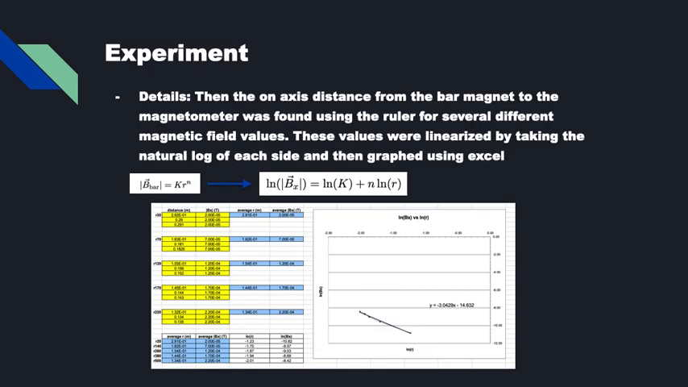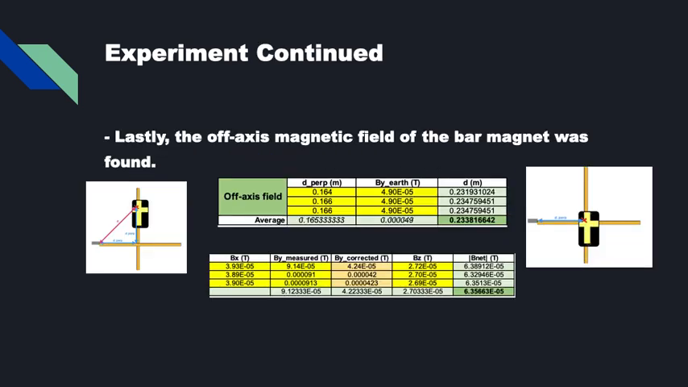And some more details. Then the on-axis distance from the bar magnet to the magnetometer was found using the ruler for several different magnetic field values. These values were then plugged into Excel. Here's my Excel work, and the data was then linearized by taking the natural log of each side and graphed using that same Excel spreadsheet.